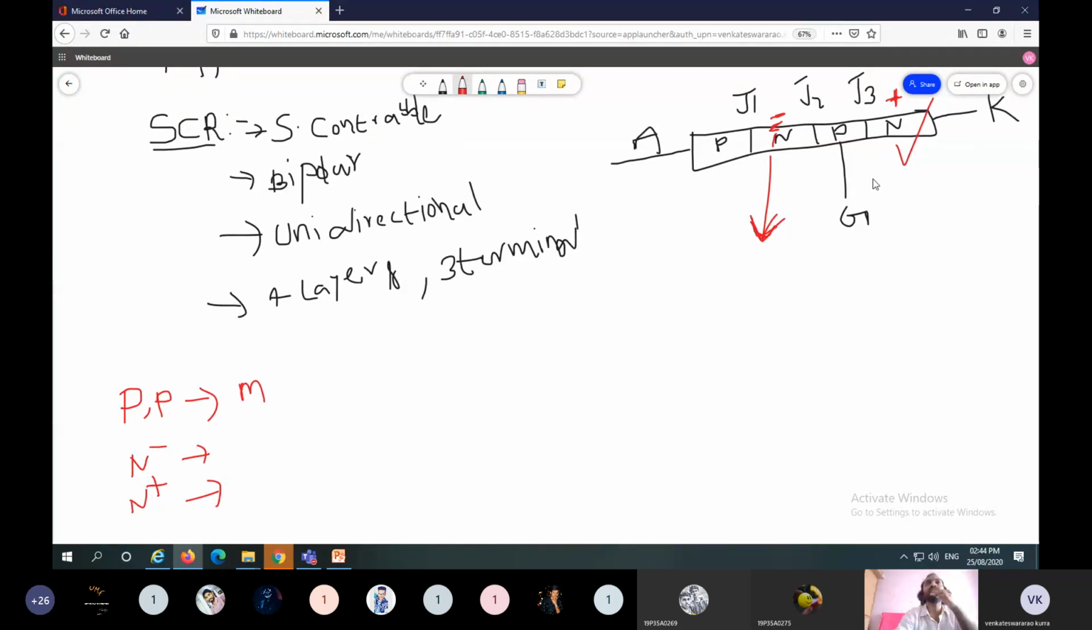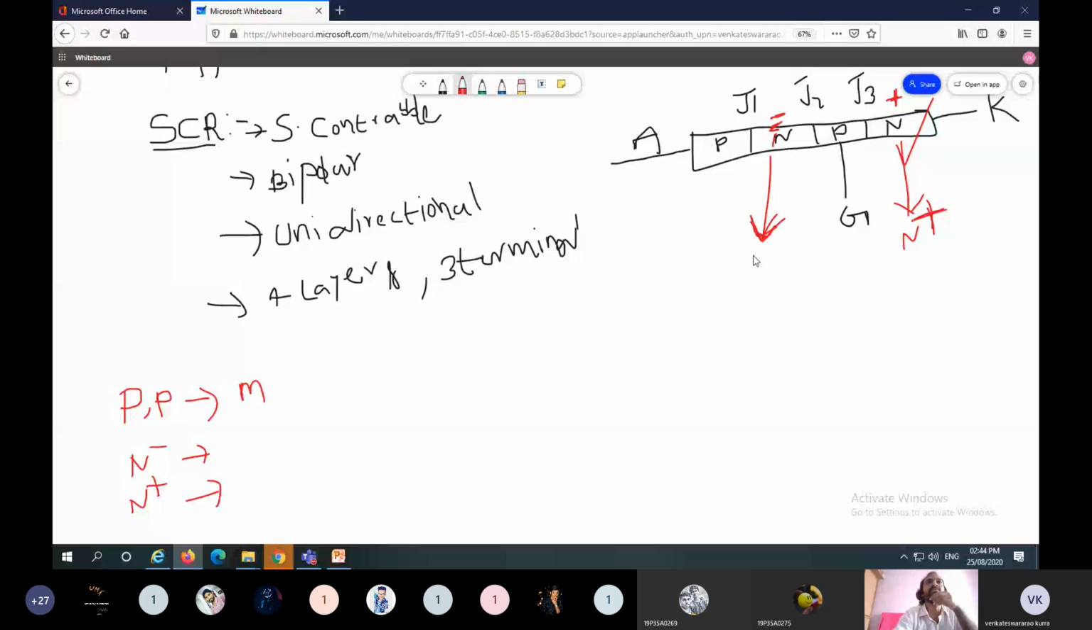Next, after that, which layer is responsible for carrying a very high amount of current? Fourth layer. Due to the highly doped region. This one is N plus. This one is N minus.